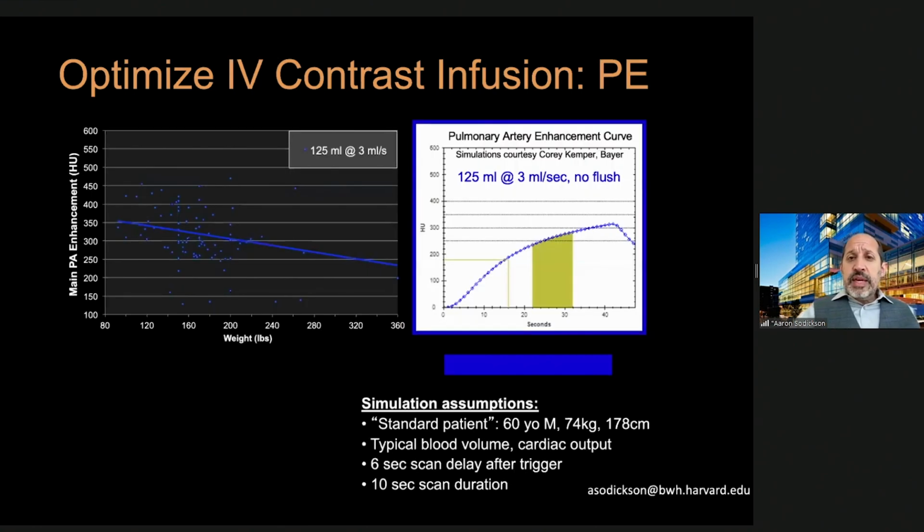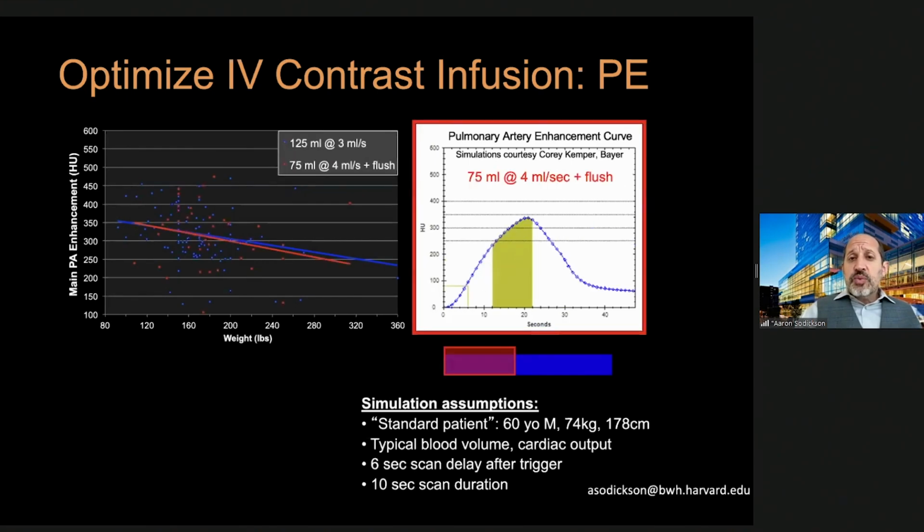Here's an example in PE CT. Many years ago, we were giving a lot of contrast, 125 ml at a low flow rate, 3 ml per second. And our PE CTs honestly were not all that great. We weren't thrilled with them. We tried a change. We reduced the amount of IV contrast that we used, but we increased the flow rate, added a saline flush, and we found fairly equivalent Hounsfield unit values in the main pulmonary artery in these patients.